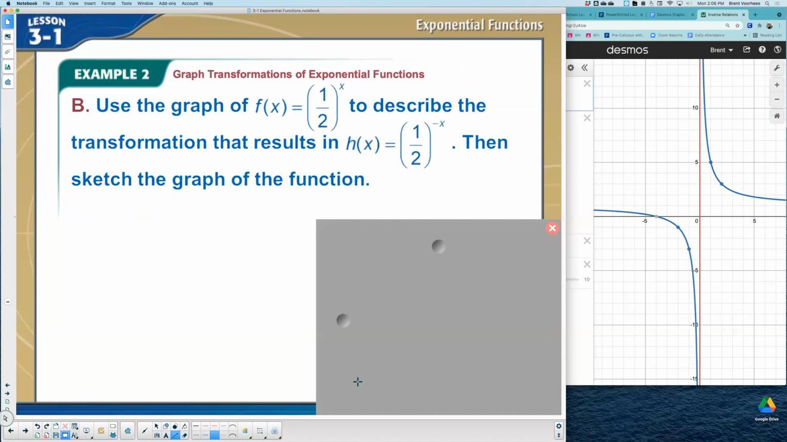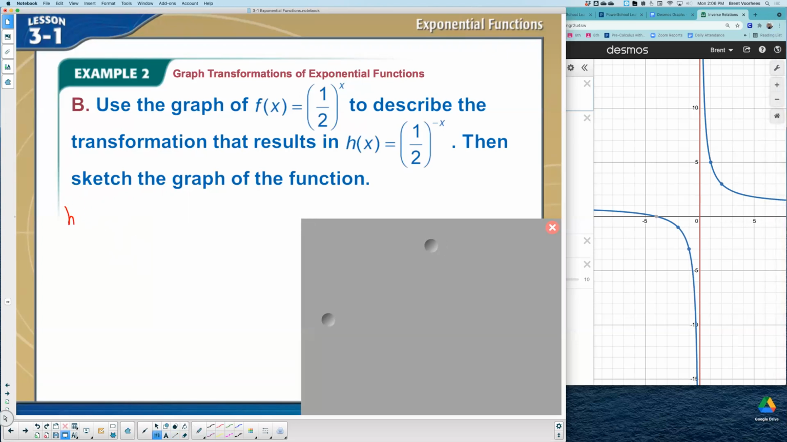Part B. This time, I'm going to focus on h of x with a negative power. So I'm going to write this over here. h of x is equal to 1/2 to the power of negative x. That 1/2, what do we call that? The base. What do you call this?